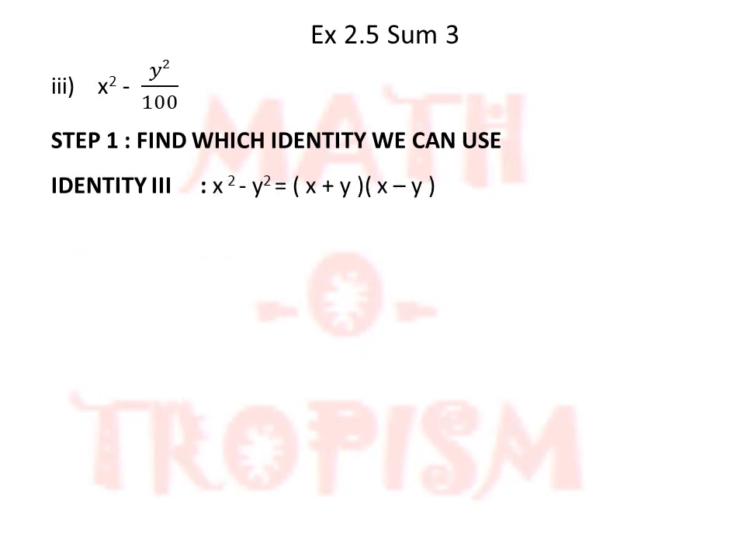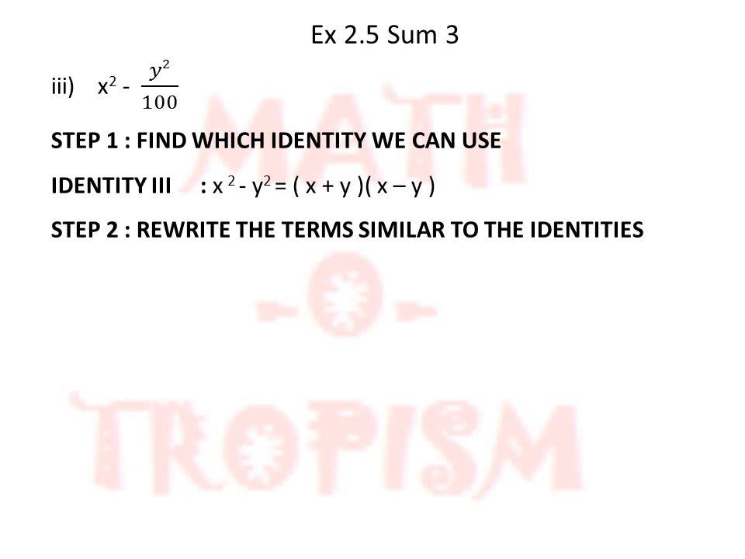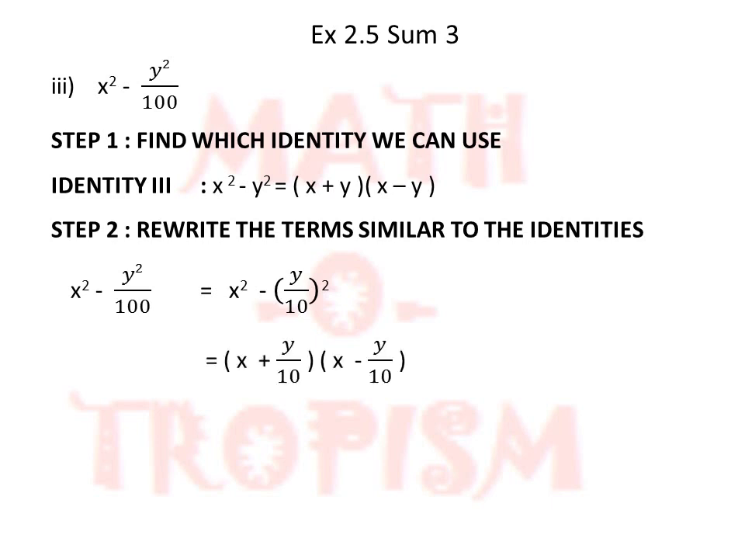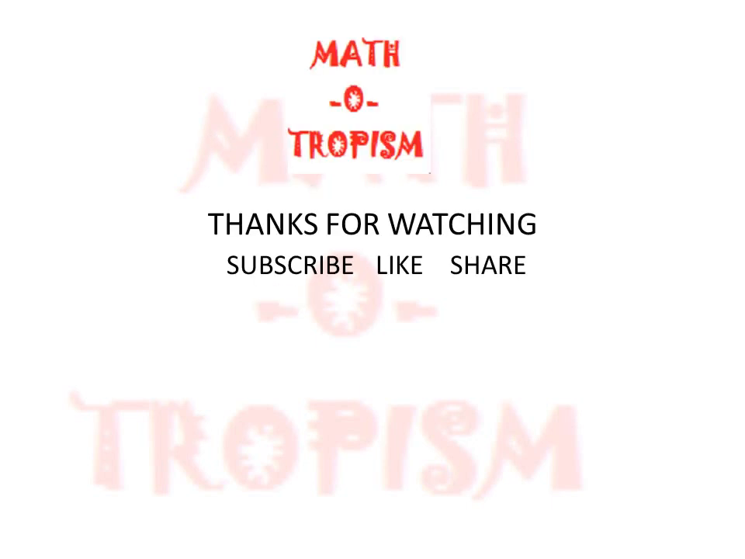Then, rewriting the terms similar to the identity, I have to put a whole square. x square is the same, and minus y square by 100 is there. So 100 is what square? 10 square. So I will write it as y by 10 the whole square. So here x is x and y is y by 10. So it will be x plus y by 10 into x minus y by 10. We just need to find out what is x and what is y from the given identities and do it. That's it.